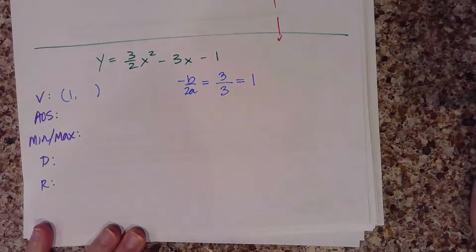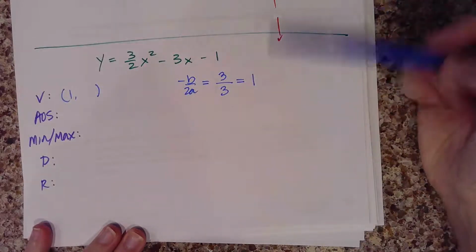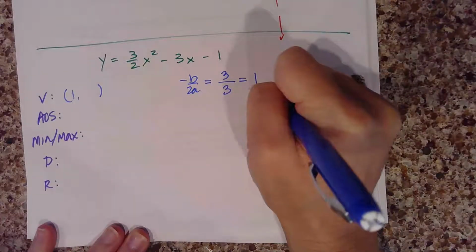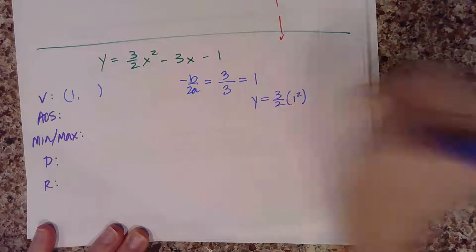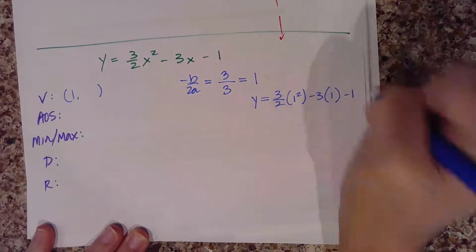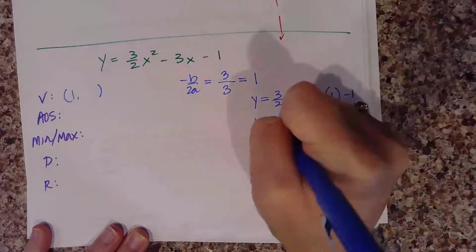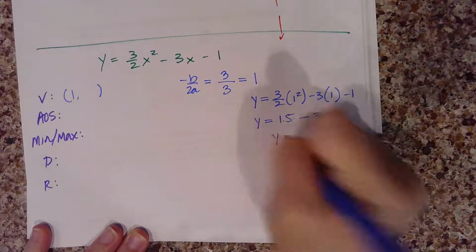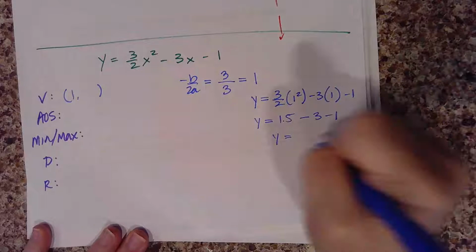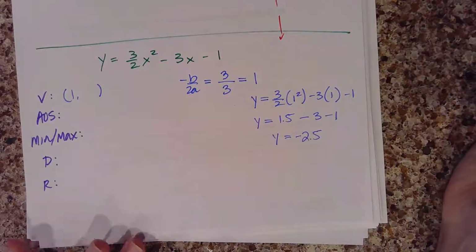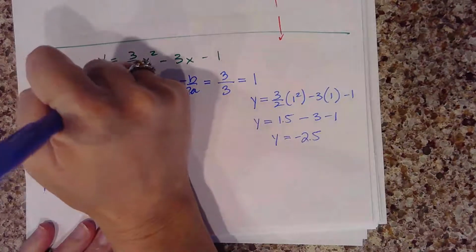Pretty simple, right? Once you figure out the x value of your vertex, plug it back into your equation. So y equals, plug it in for x. So y equals 3/2 times 1 squared minus 3 times 1 minus 1. So this would be 1.5 minus 3 minus 1. So I get -2.5. If you like to write it as a decimal, that's fine. You can write it as a fraction. I don't really care.